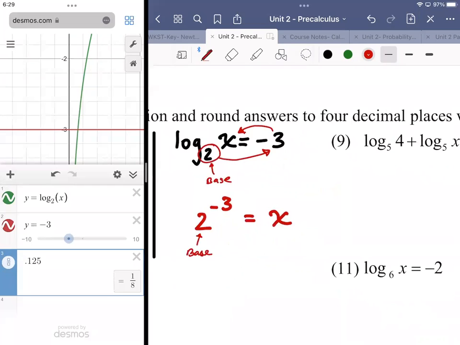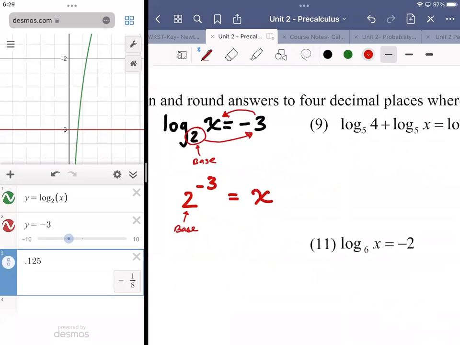And I'll show you. Number 11 is very similar to that. You start off with the 6. That's your base. Let me write that with a thicker marker. You work your way around by raising it to the negative second.